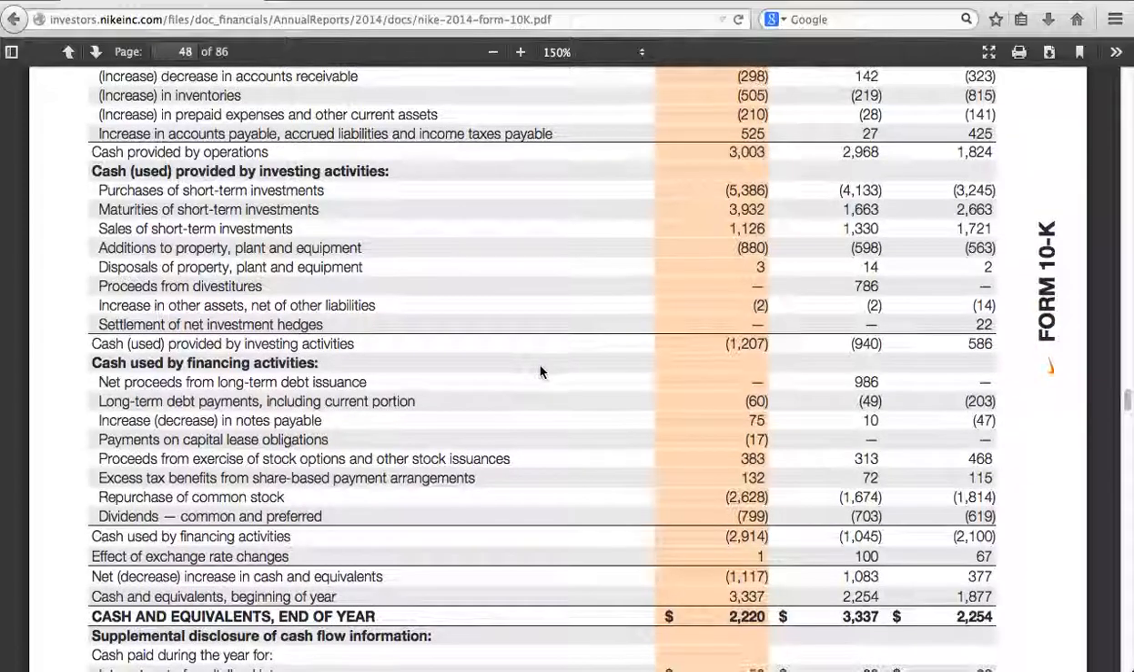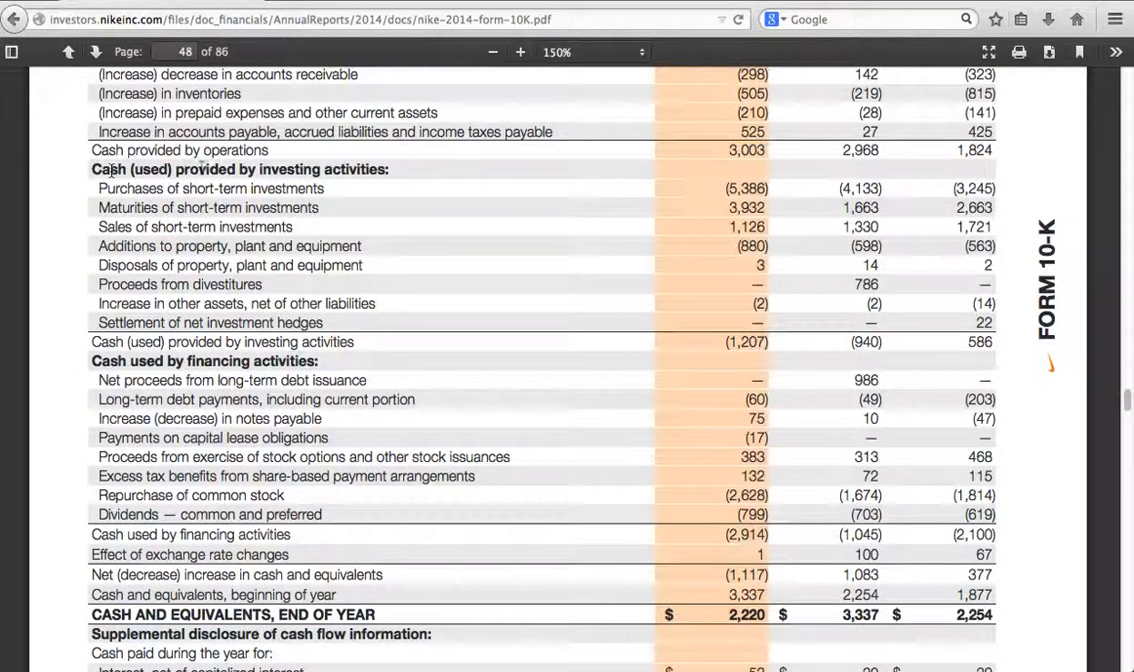The other two categories are going to involve investing activities and financing activities. A company's investing activities involve buying long-term assets like property, equipment, machinery, that kind of thing, and long-term investments. We can see here that Nike had a cash outflow of $1.2 billion during 2014. Since it was a cash outflow, they spent more dollars out than came in for their investing activities. We say it was cash used by investing activities. As you can see, a lot of that came from them buying short-term investments.